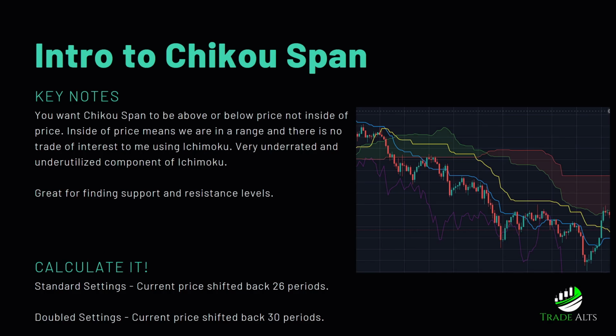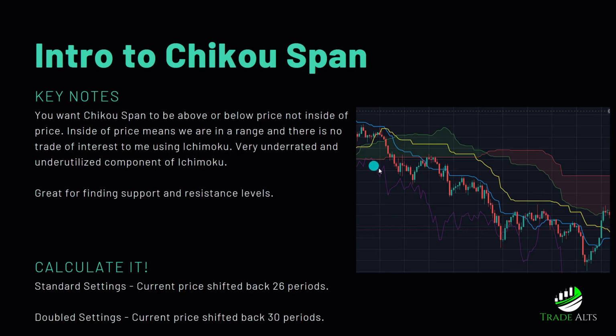And here is the Chikou span. You notice I say intro to Chikou span. This part of Ichimoku really deserves its own video, and to give you a hint, there will be a specific video based just on Chikou span. But the short of it is you want Chikou span to be above or below price, not inside of price. So Chikou span, where it is in relation to price, that's what you're looking for.